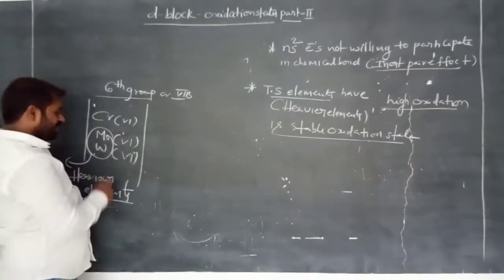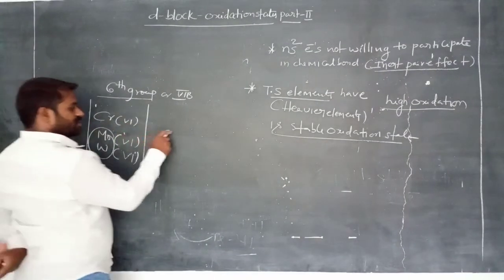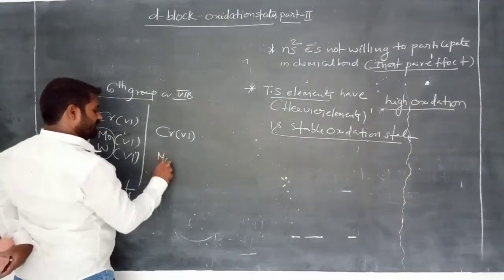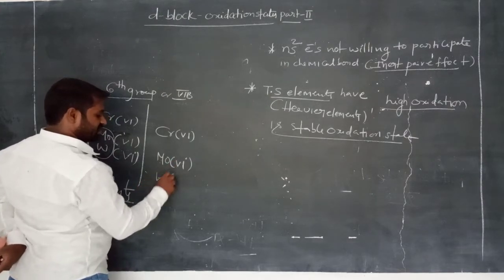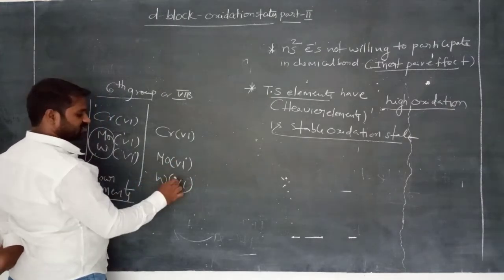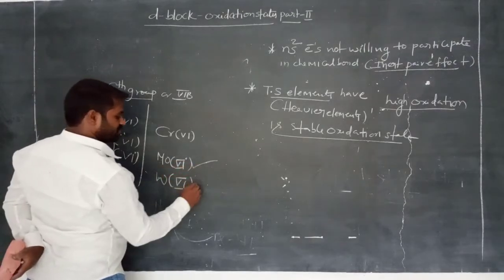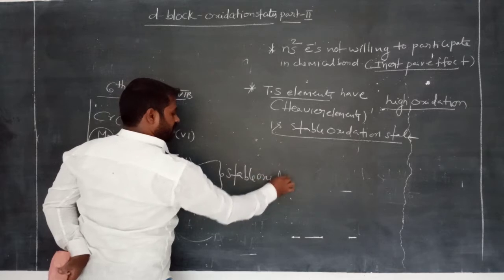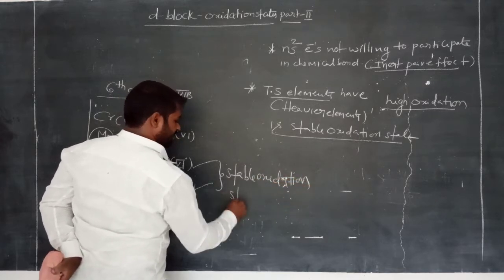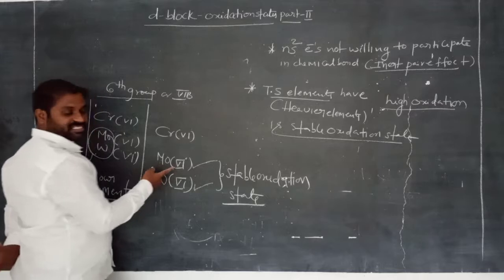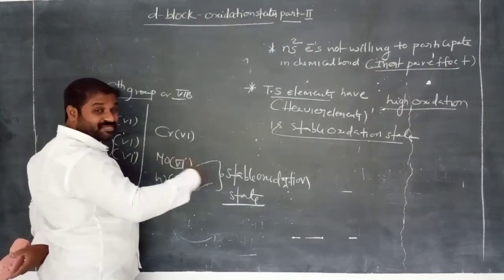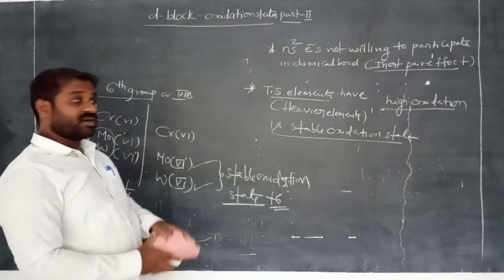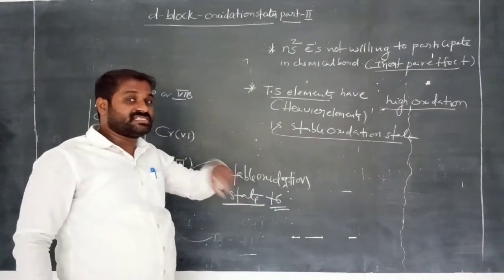Now, which one is the stable oxidation state here? Chromium +6 is a light element, and molybdenum is +6, and tungsten also exhibits +6 oxidation state. Now these two are the stable oxidation states. In the case of heavier elements, the maximum oxidation state is stable. What is the oxidation state here? +6. But in the case of non-transition elements, a lower oxidation state is more stable.